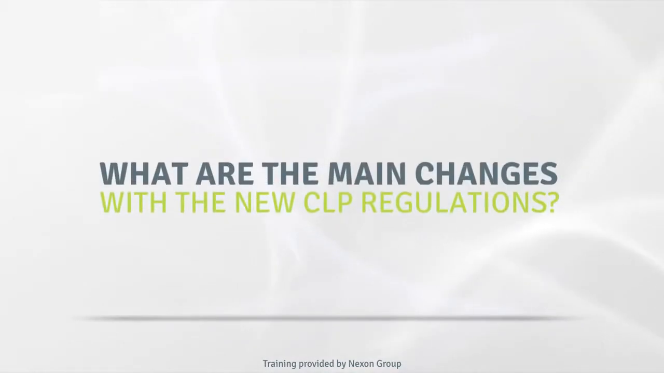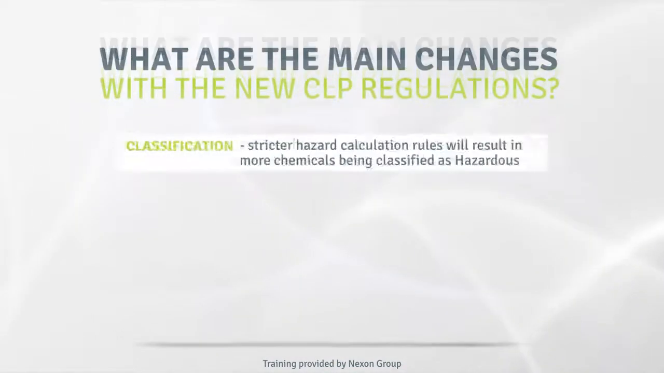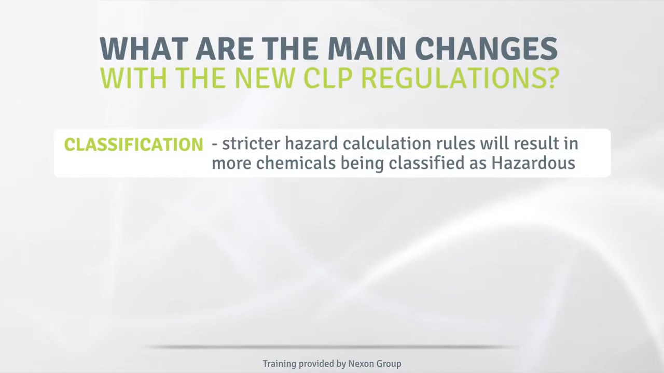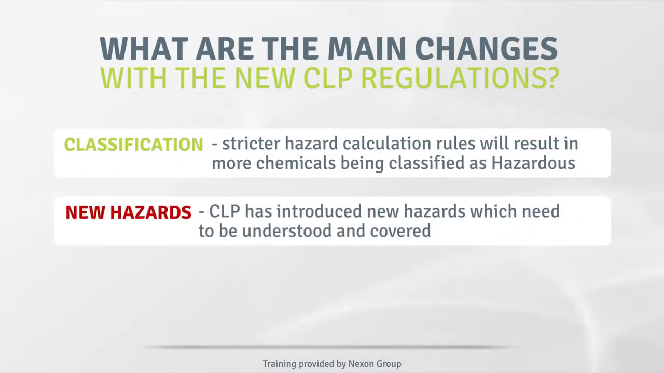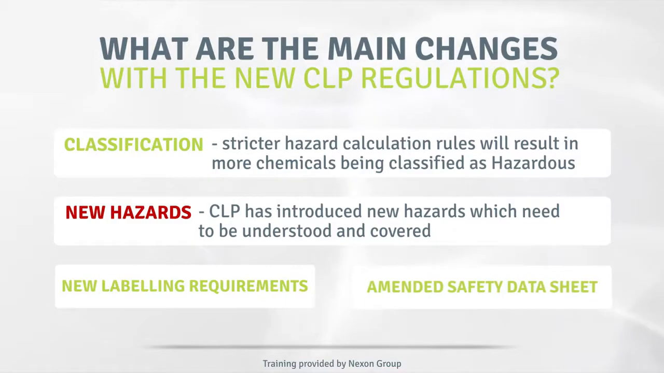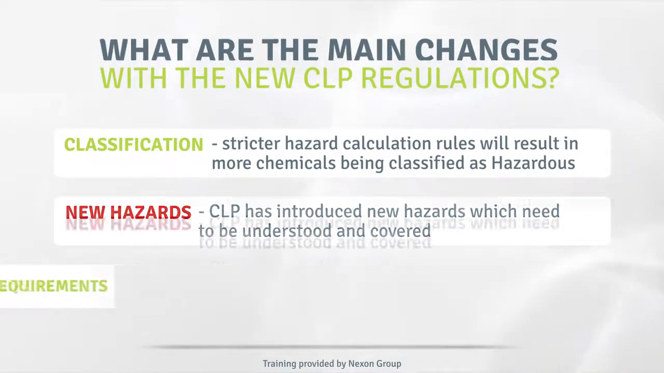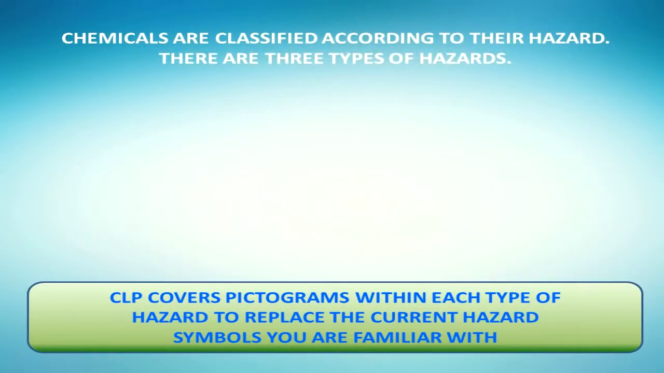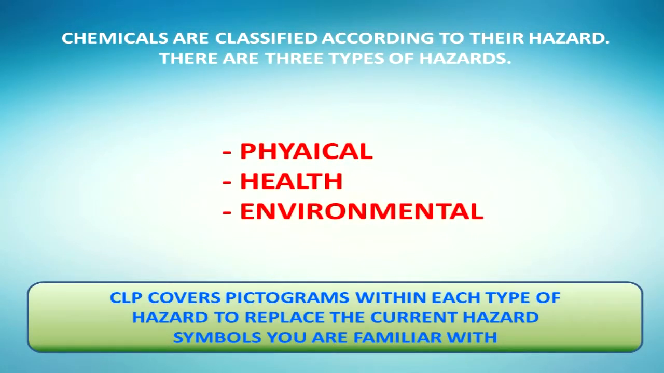So what are the main changes with the new CLP regulations? Classification is stricter, therefore more chemicals may be classed as hazardous. CLP introduces new hazards and new pictograms to represent these. Labelling requirements will change and all safety data sheets will be amended. There are three types of hazards under CLP: physical, health and environmental.